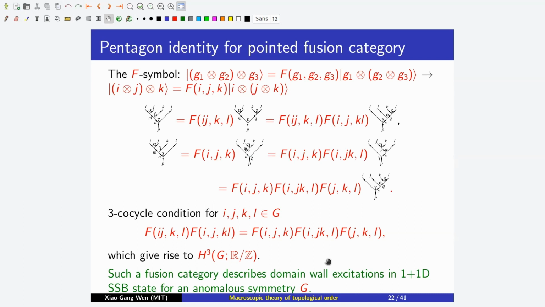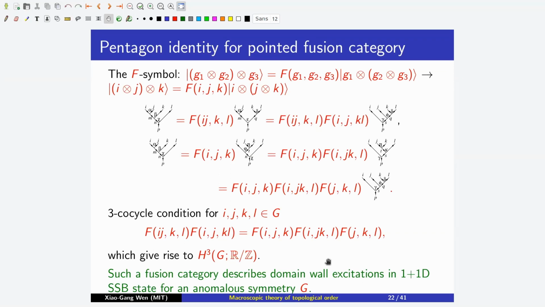You said you need extra data to distinguish different groups. You also say this extra data determines the anomaly. Are these separate extra data? Yeah, this is in some sense separate. What I said just inspires something like that. The concrete detail is more tricky, and this example reflects this trickiness.